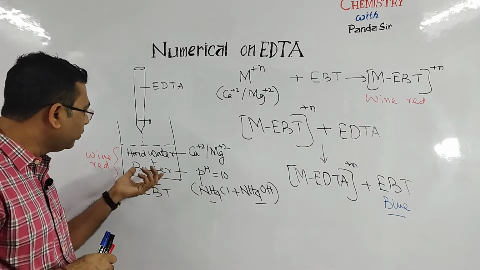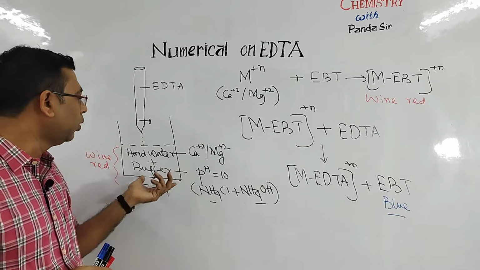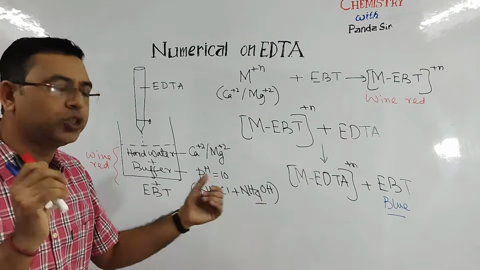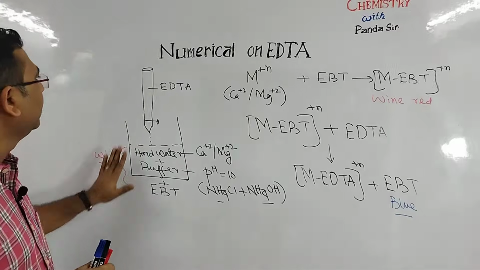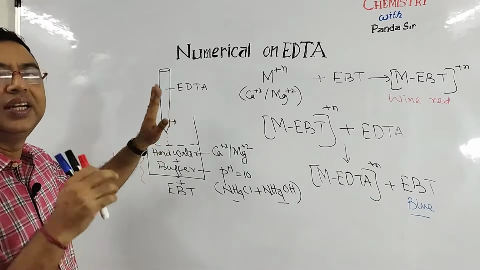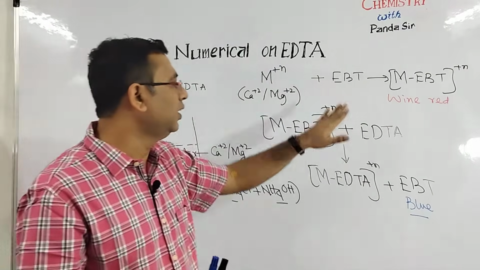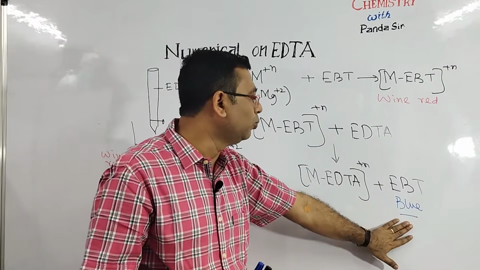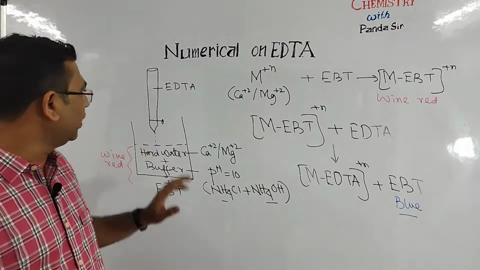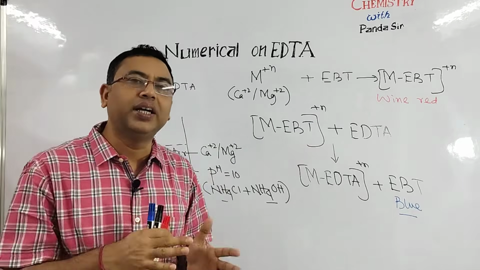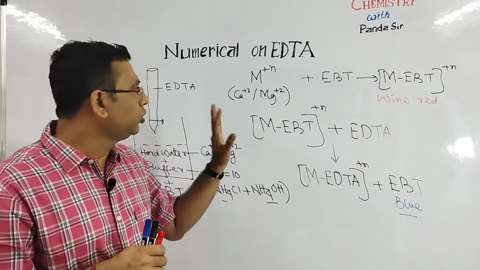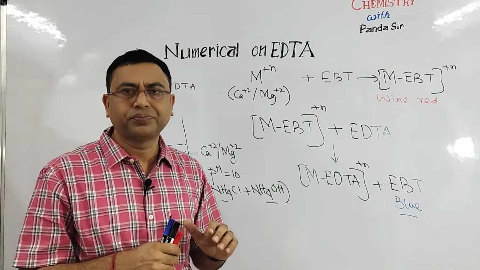So, the water sample, then you have to add the buffer solution to maintain pH 10, then EBT, and the solution color becomes wine red. We are titrating with the EDTA. EDTA is a strong ligand, and the color changes from wine red to blue. That is my end point. In this way, we can find out the amount of EDTA required for the titration. So this is all about the theory.